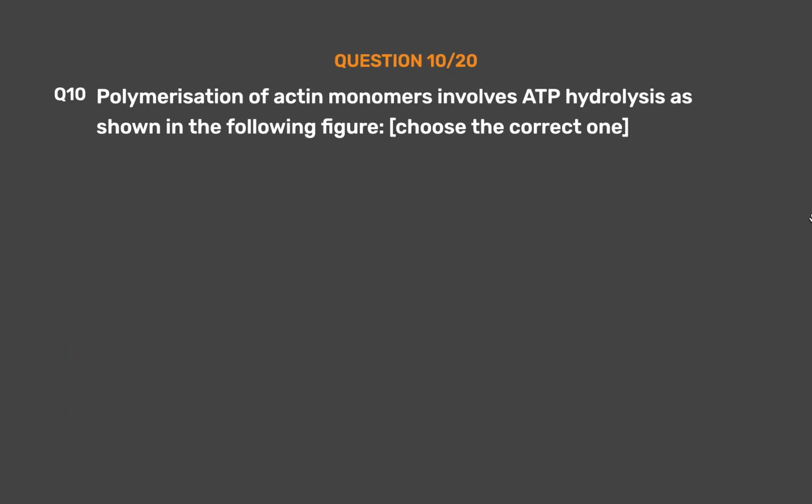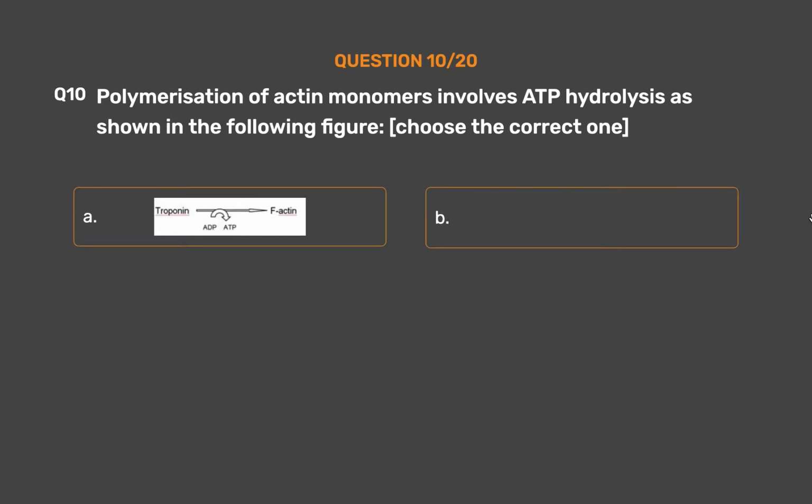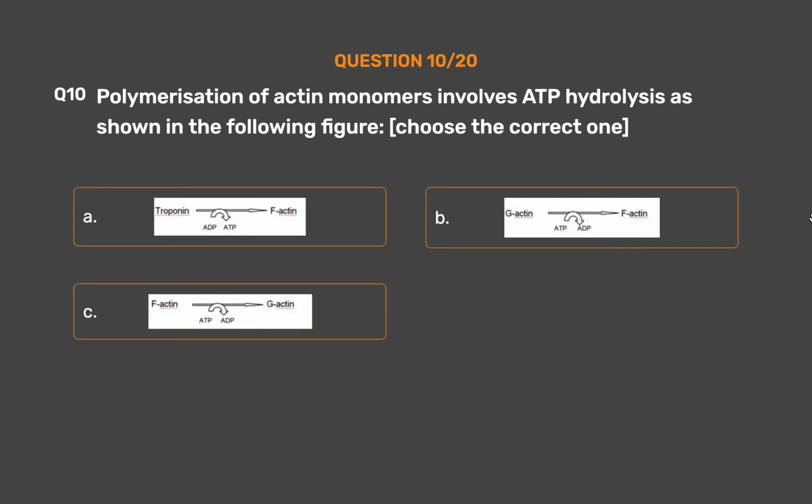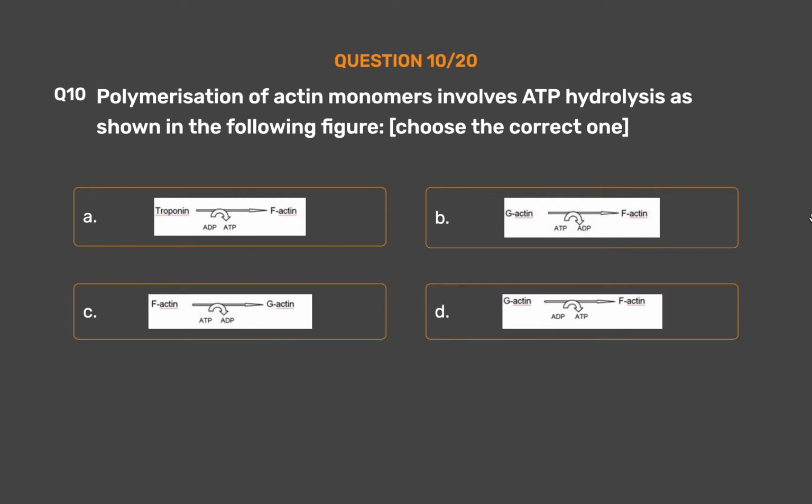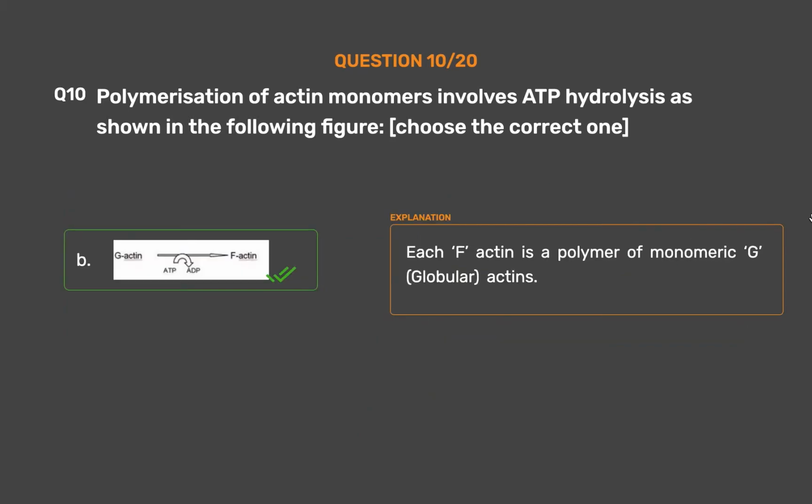Question number 10. Polymerization of actin monomers involves ATP hydrolysis as shown in the following figure. Choose the correct one. Option A, option B, option C, option D. The correct answer is option B. Each F-actin is a polymer of monomeric globular actins.